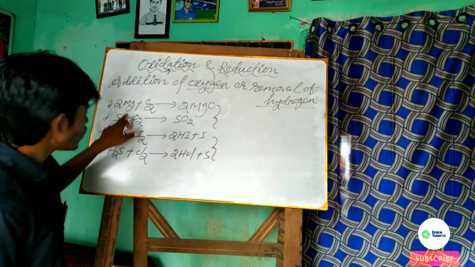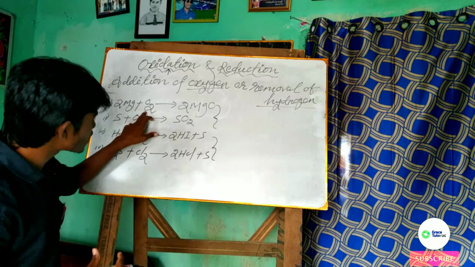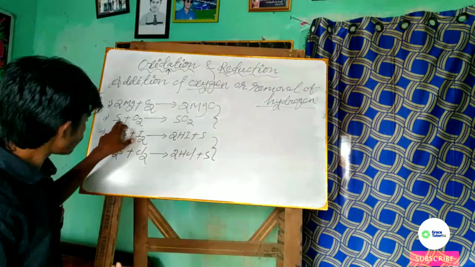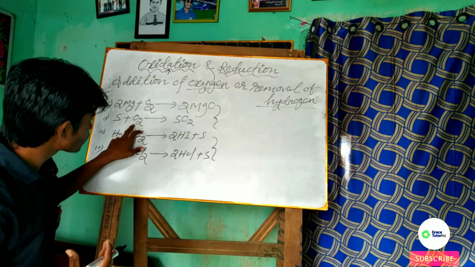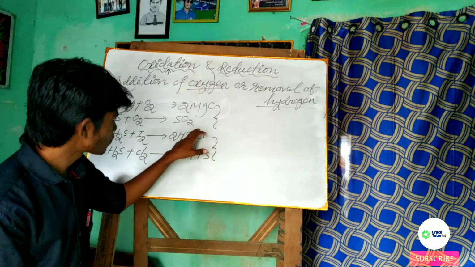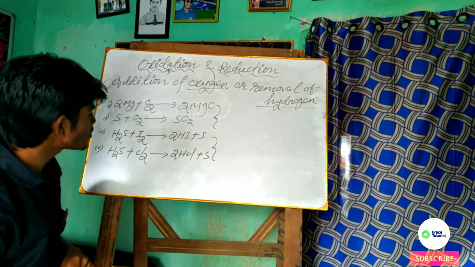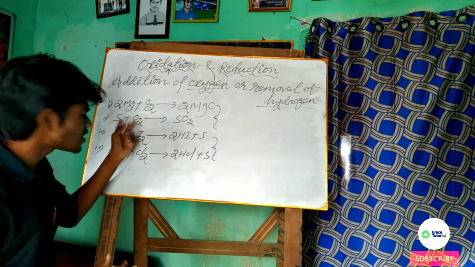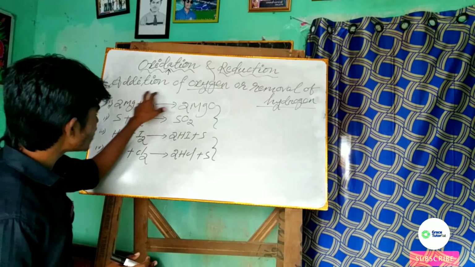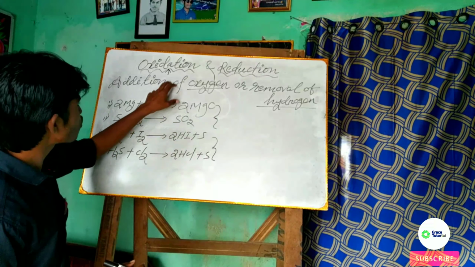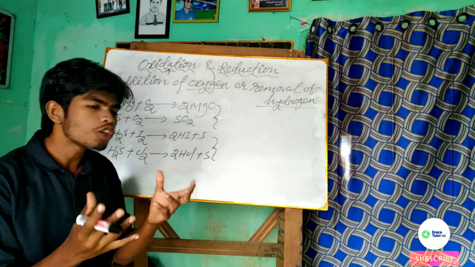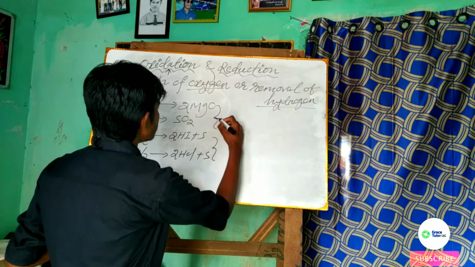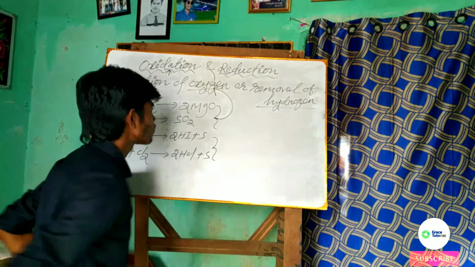Look here. When magnesium reacts with oxygen, it gives magnesium oxide. Similarly, when sulfur reacts with oxygen, it gives sulfur dioxide. If you look at these two examples, oxygen has been added in the first reaction as well as in the second reaction. So the addition of oxygen is basically known as the oxidation reaction.